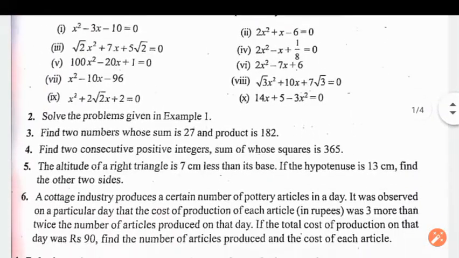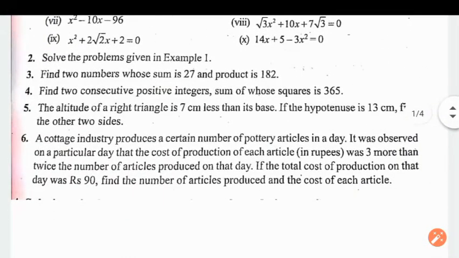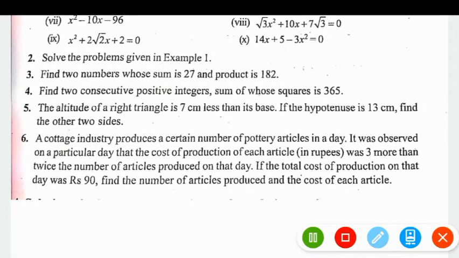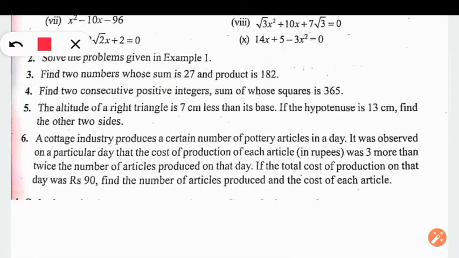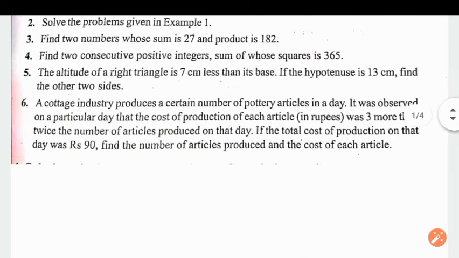Question number 5. Number 4 I am leaving to you. So what we have in number 5: the altitude, meaning the height, of a right angle triangle is 7 centimeter less than its base. That means if the base is x, what is the altitude then? x minus 7. If the hypotenuse is 18 centimeter, find the other two sides. So hypotenuse is given, 18. We are required to find the other two sides, that means perpendicular and base.